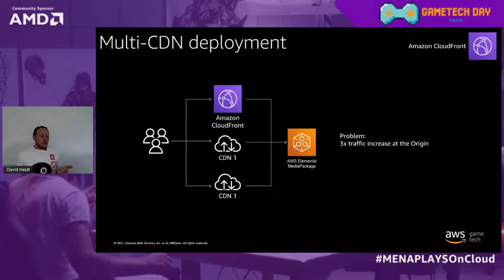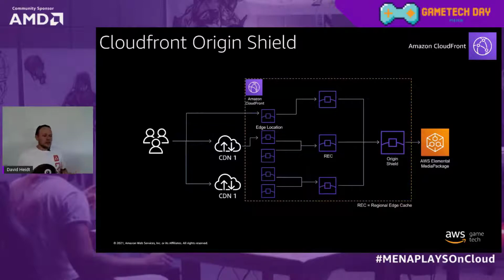The challenge with multi-CDN is if you use 2 or 3 CDNs, you have 2 or 3 times the load again at the origin, because every CDN wants to cache the contents themselves. So if your intention with the CDN was to offload your origin, you increase that load again with a multi-CDN strategy. And if we look at this from AWS, there's one component that is called Origin Shield. You see this at the very right side of the slide. So Origin Shield is basically another layer.